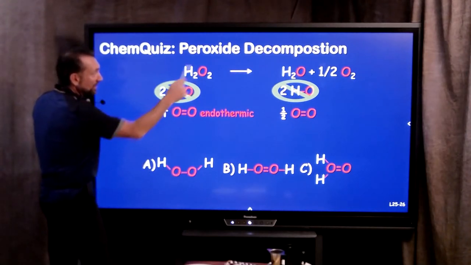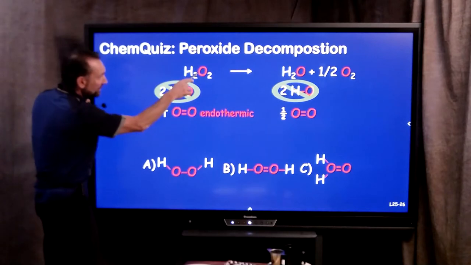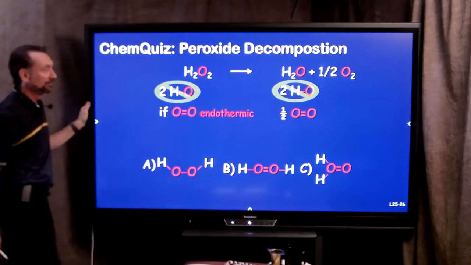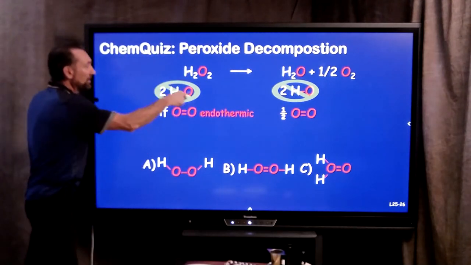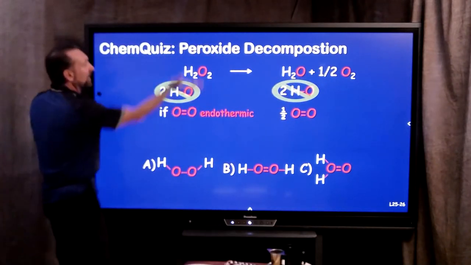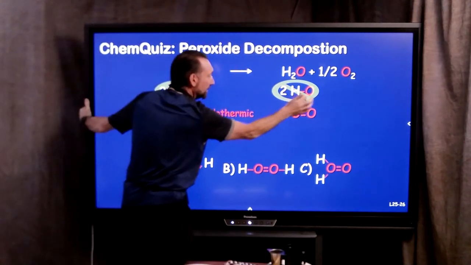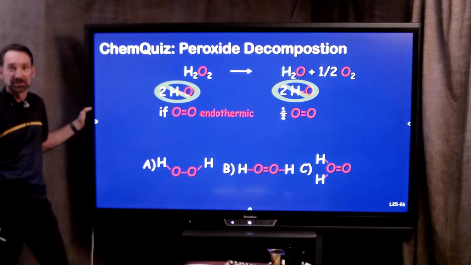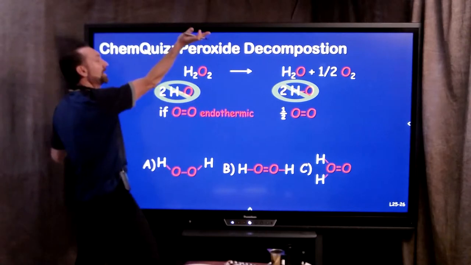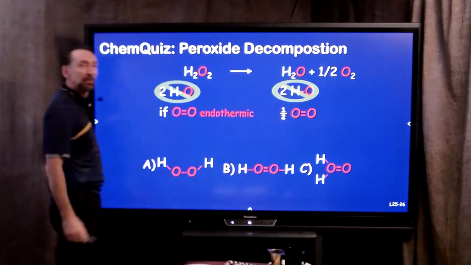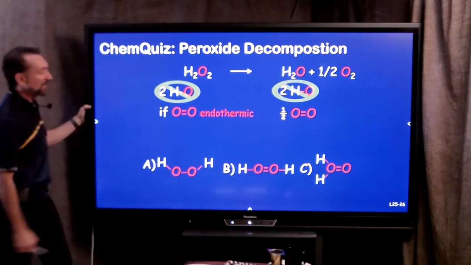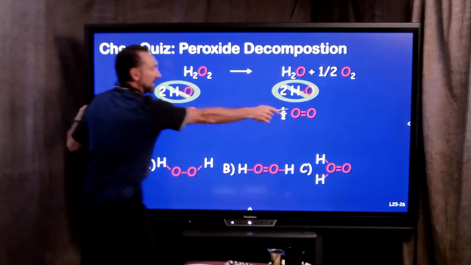Well, how are the two O's held together here? Well, if this is a double bond, and that is a double bond, which they are, I'm breaking a mole of the double bonds here, but only forming a half of the double bonds there. So I'd have to break a whole mole of double bonds, but only make half a mole of oxygen-oxygen double bonds. So that has to be endothermic. I put a bunch of energy into break. I only make half as many bonds. So this structure is out. Break a whole mole, get half a mole.